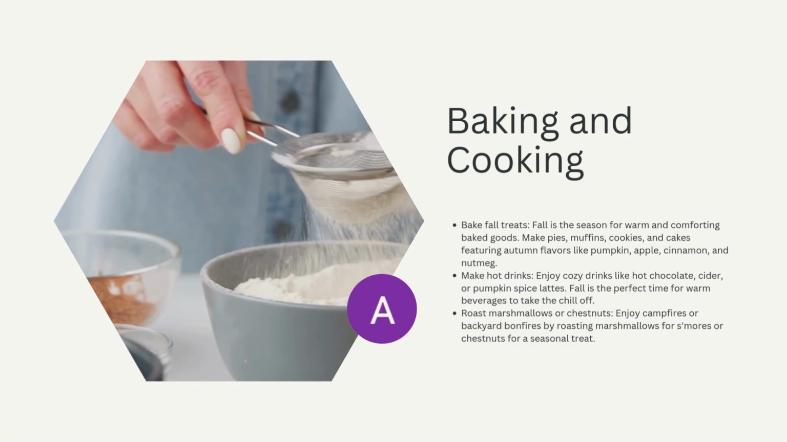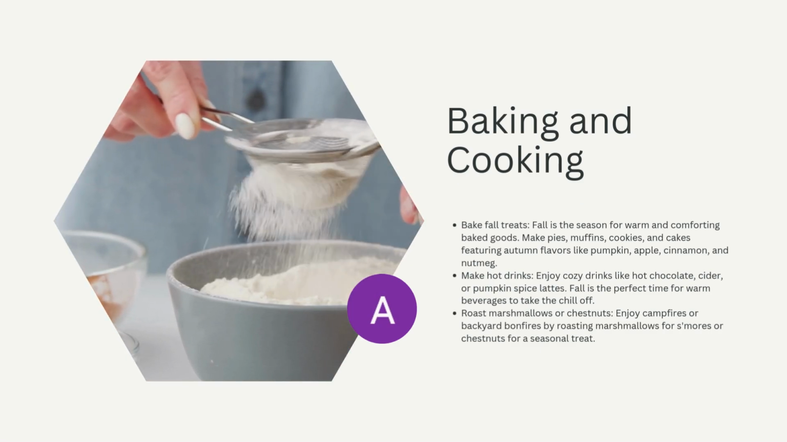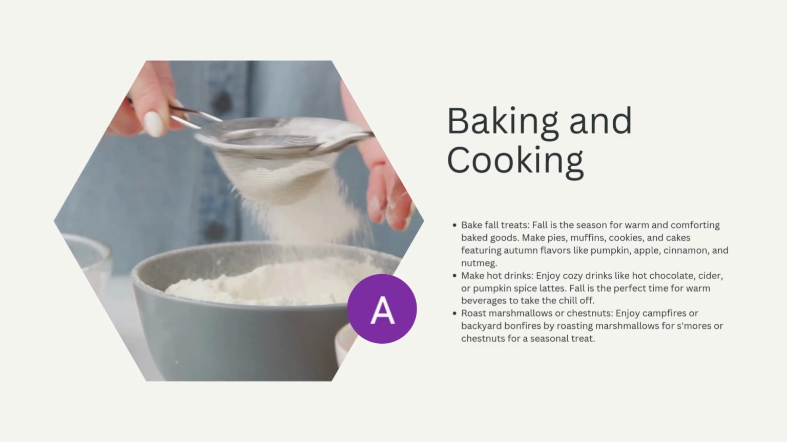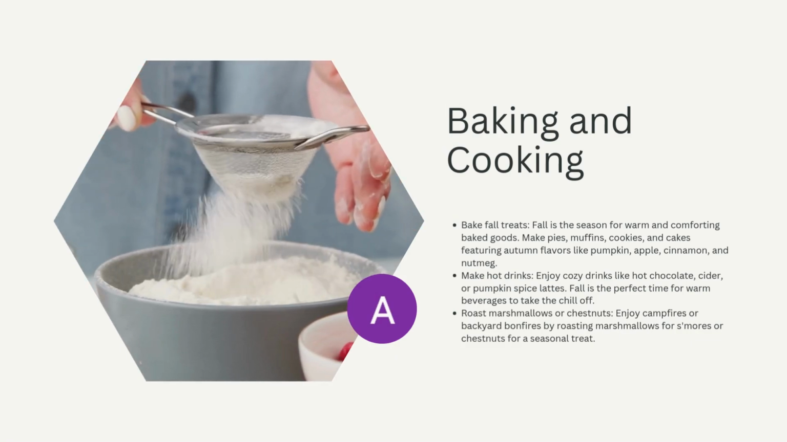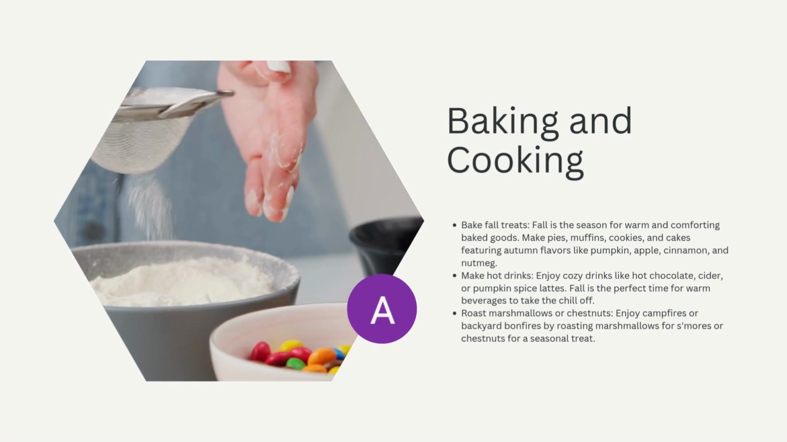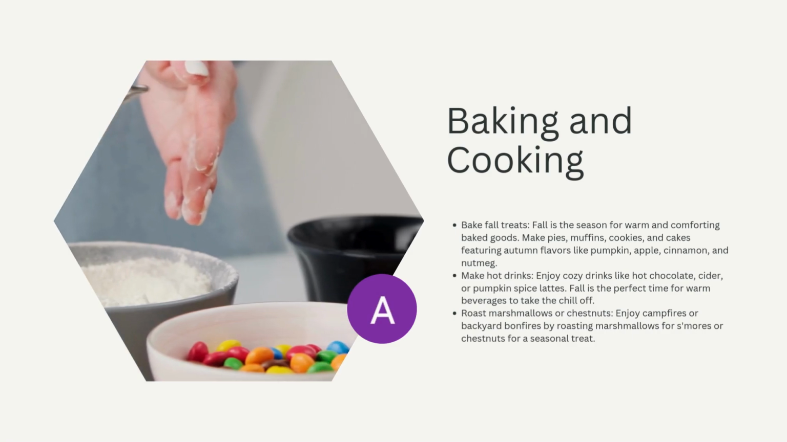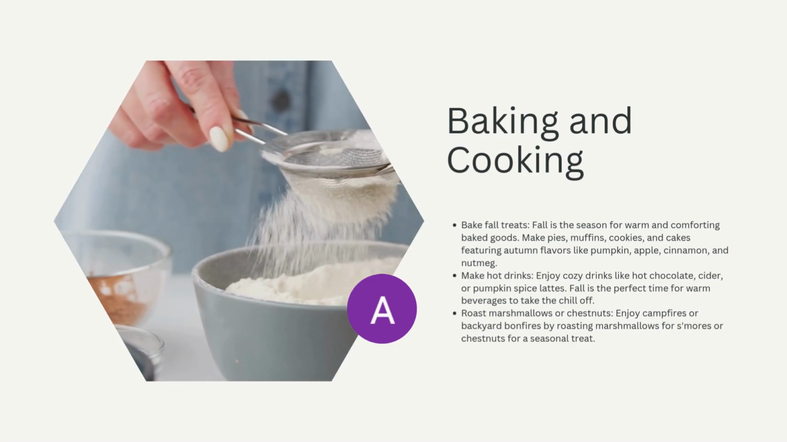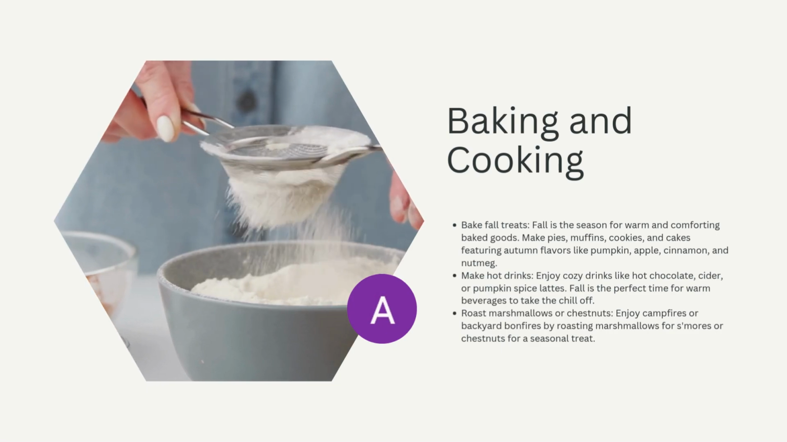Make hot drinks. Enjoy cozy drinks like hot chocolate, cider, or pumpkin spice lattes. Fall is the perfect time for warm beverages to take the chill off. Roast marshmallows or chestnuts. Enjoy campfires or backyard bonfires by roasting marshmallows for s'mores or chestnuts for a seasonal treat.